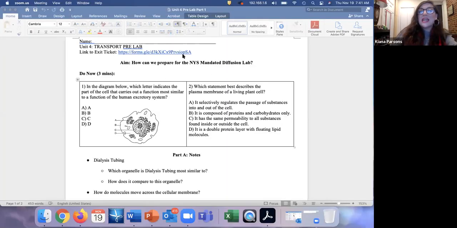So today's aim is how can we prepare for the New York State Mandated Diffusion Lab, because the fact that these are state mandated labs is part of what makes this so important. These labs are required by New York State for you to finish the Living Environment class. They are covered on the Regents exam, and they are complex. So we spend a lot of time covering this topic. Let's go ahead and get started.